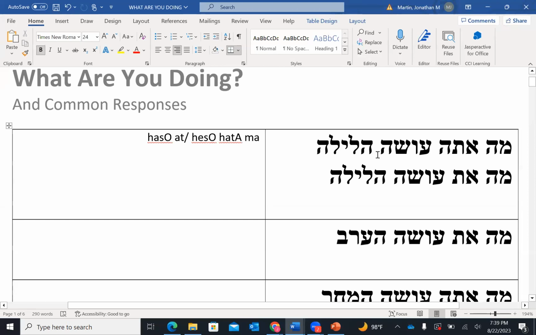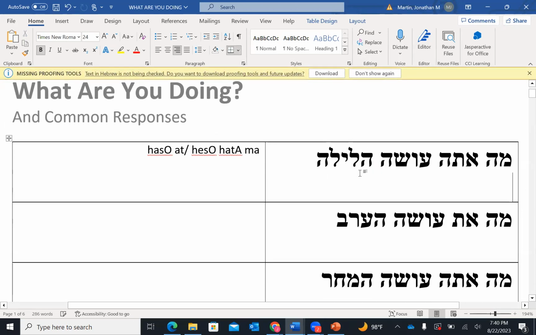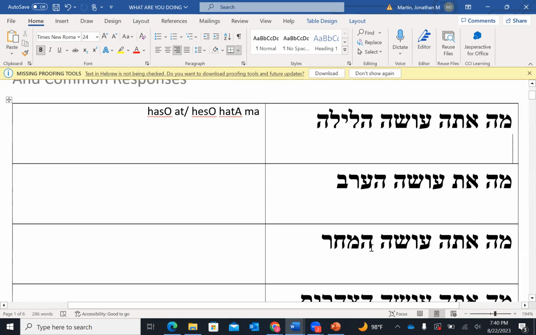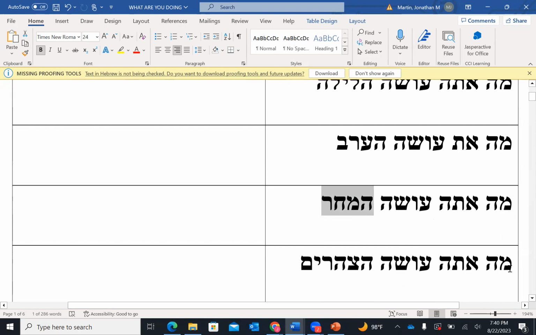Halila? Or you can say hayom, halila, ha'aretz, hayom. What are you doing tonight, or this evening? This evening, right? This morning. Now, how would you? Okay. Here's my ata right here. Ma ata osa hayom or ha'aretz. This evening. Ha makar. What are you doing tomorrow? Ha makar. Okay. Somebody's been studying Hebrew.